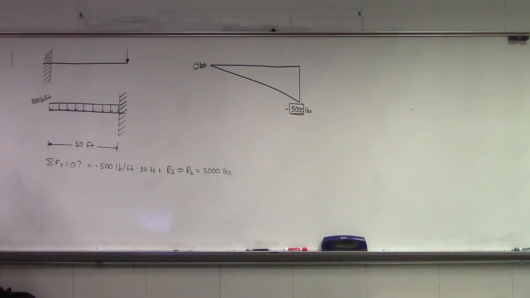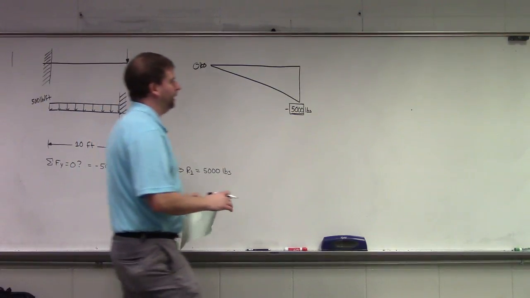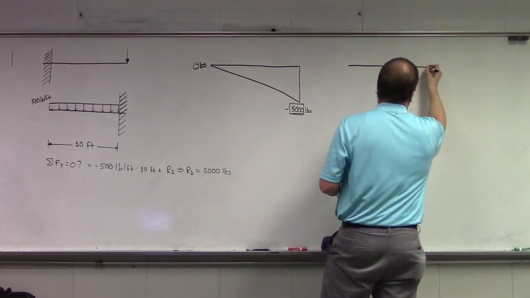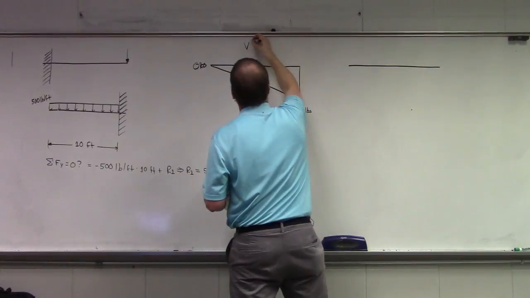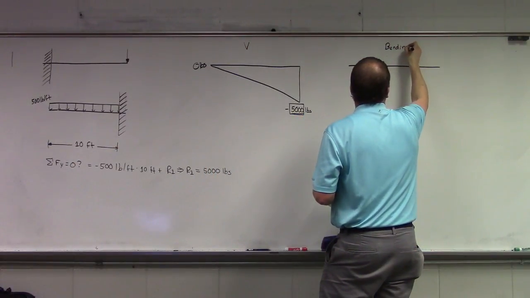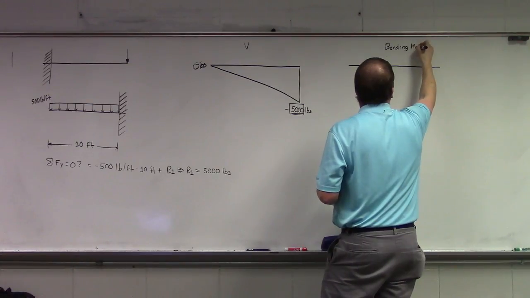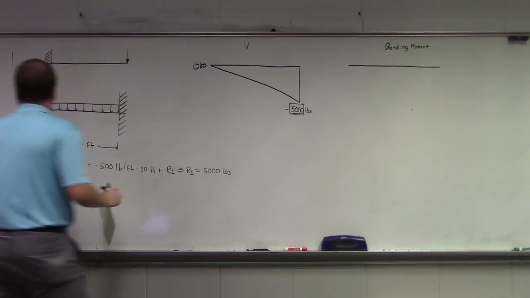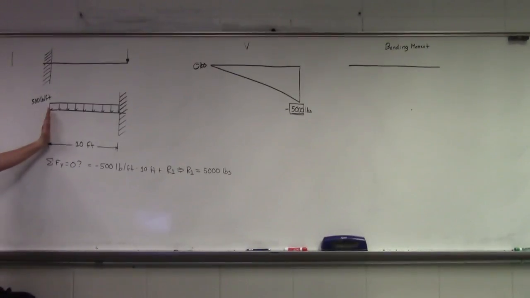What do you think the moment diagram will look like then? So now we're looking at bending. Would it just be like, what about here, where it touched the beam? It's going to be 0, right?